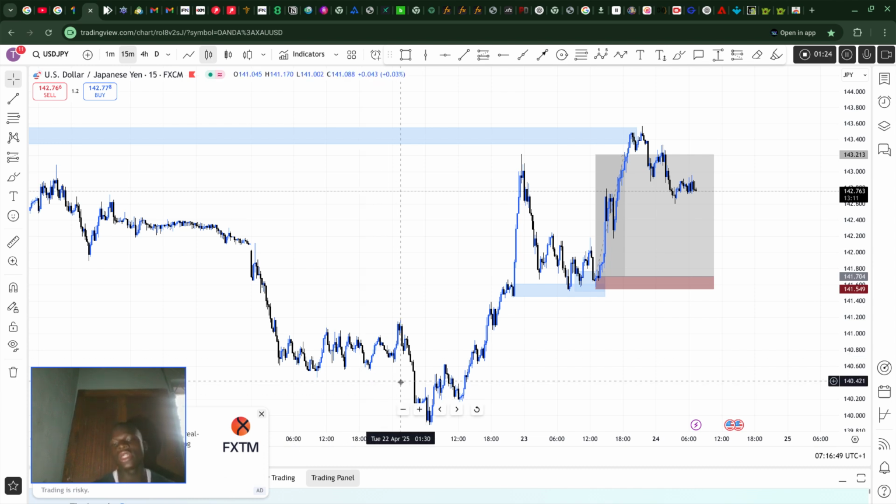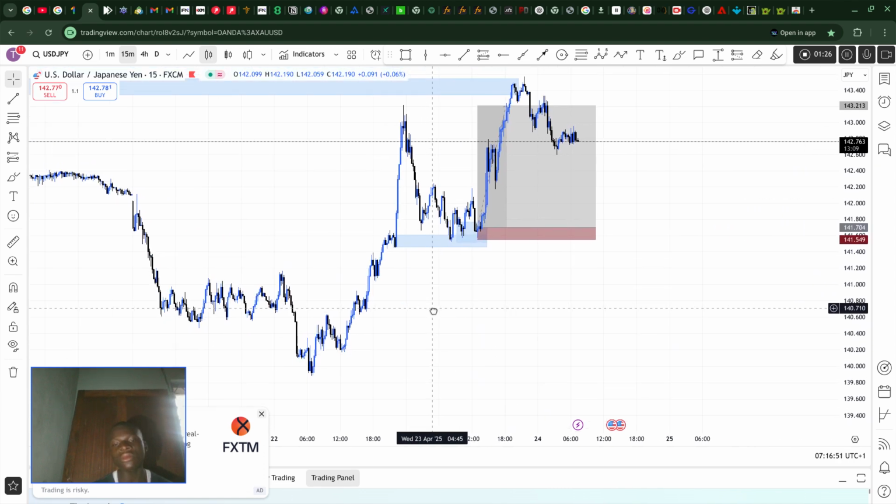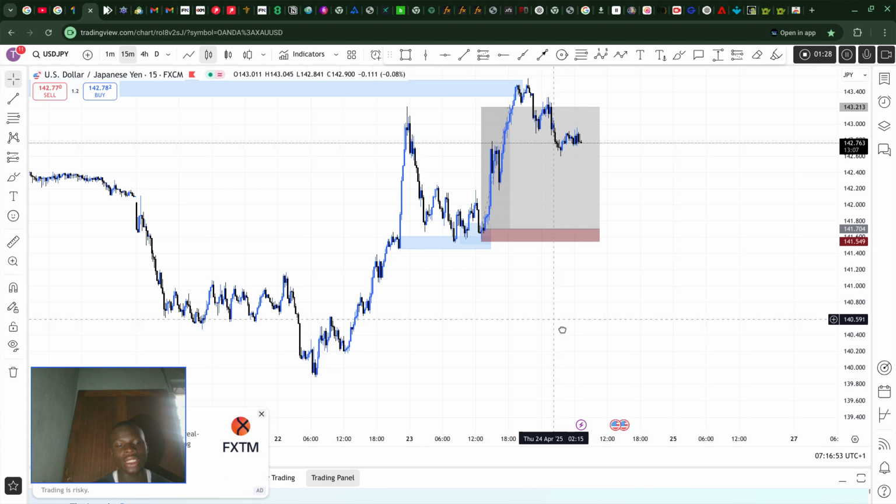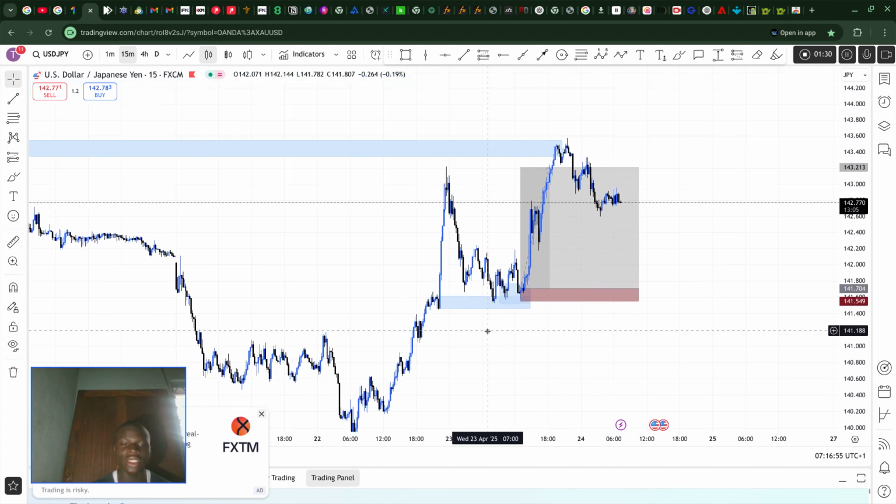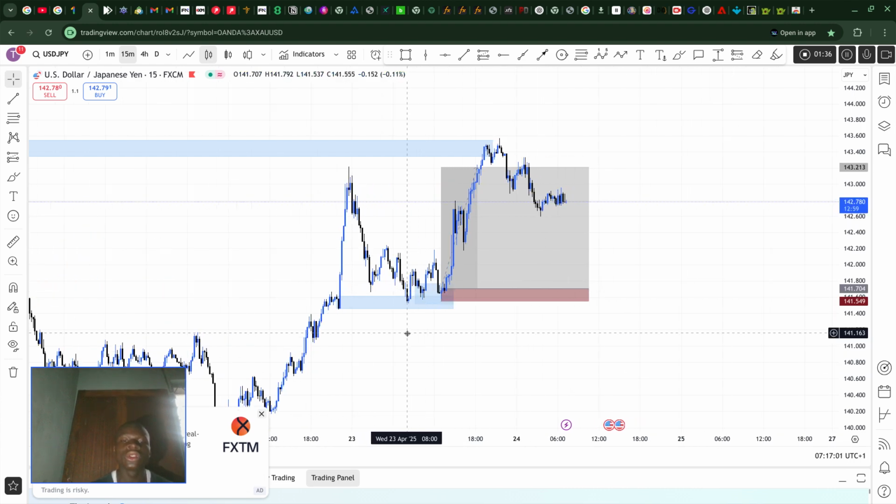This is actually the trade I took yesterday. Actually, it wasn't like this, but I realized I made a mistake in the analysis, and I'm very sorry for that. So this is actually the trade.